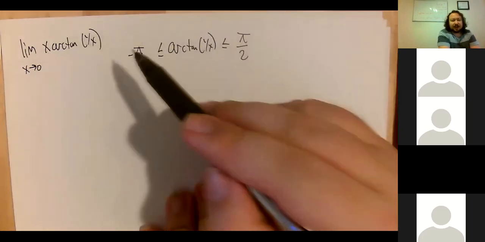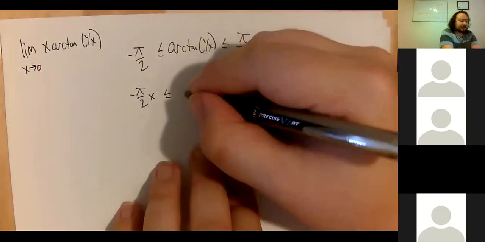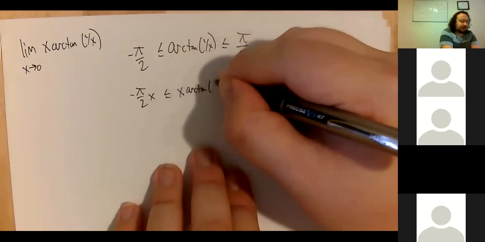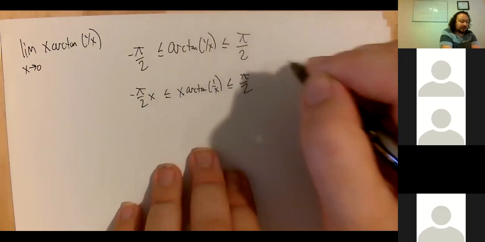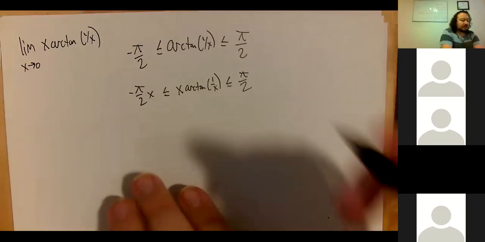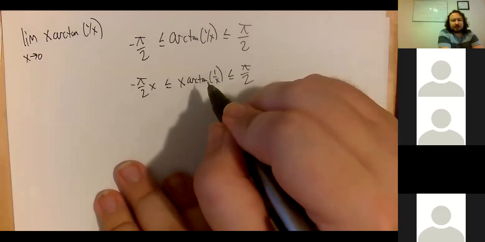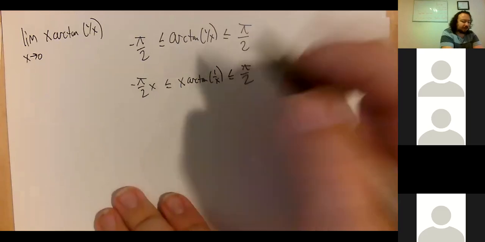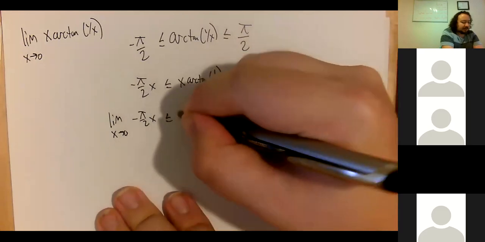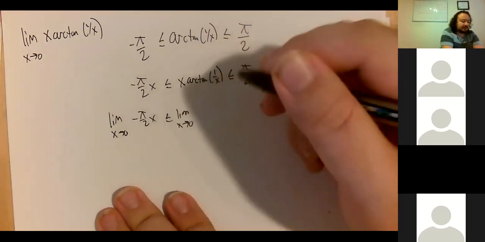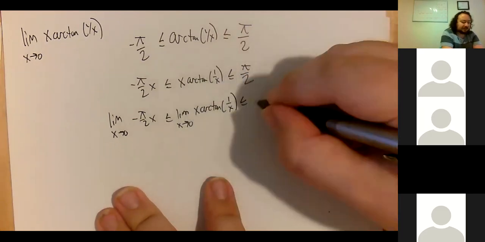Now I'm going to multiply everything by x, because we need that as well. So we know that negative pi over 2 x is less than or equal to x arctan of 1 over x is less than or equal to pi over 2 x. All right, so we have that. And then now what we're going to do is take the limit as x goes to 0 for all of this. This is essentially what the squeeze theorem allows us to do: it allows us to extend limits through these inequalities here.